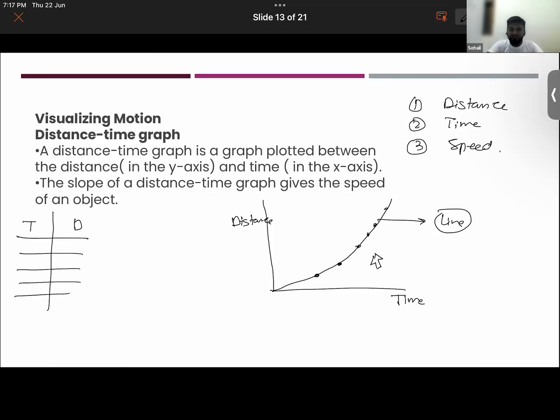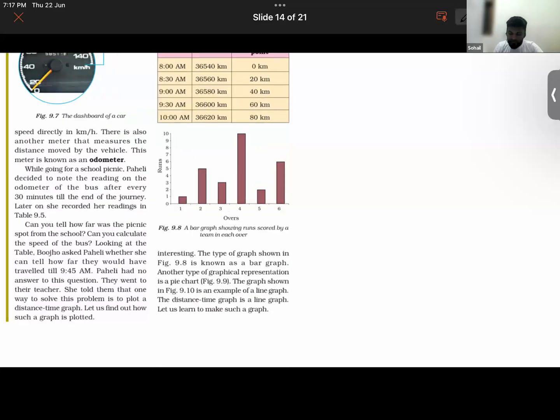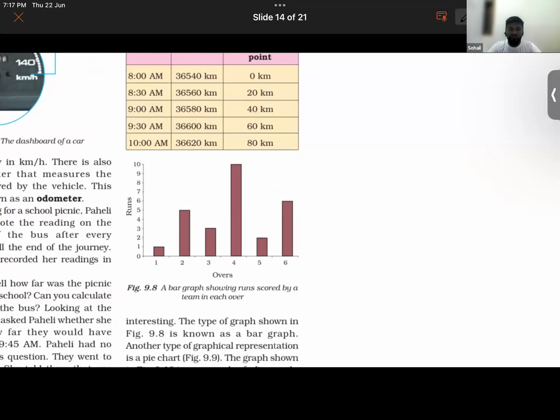That is it. Okay. Now see, there are some other types of graph as well. See this figure 9.8 here, Mufaz. That is called a bar diagram. So what is this bar diagram now? A bar diagram is a diagram which shows information in the form of bars. What are bars? These are thin rectangles.